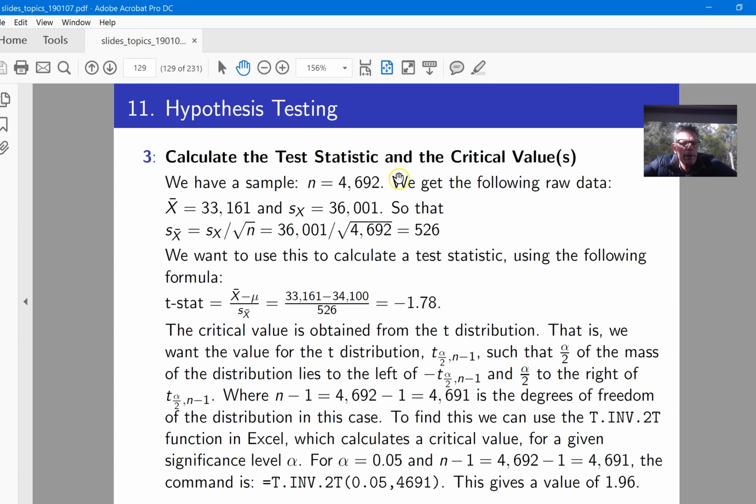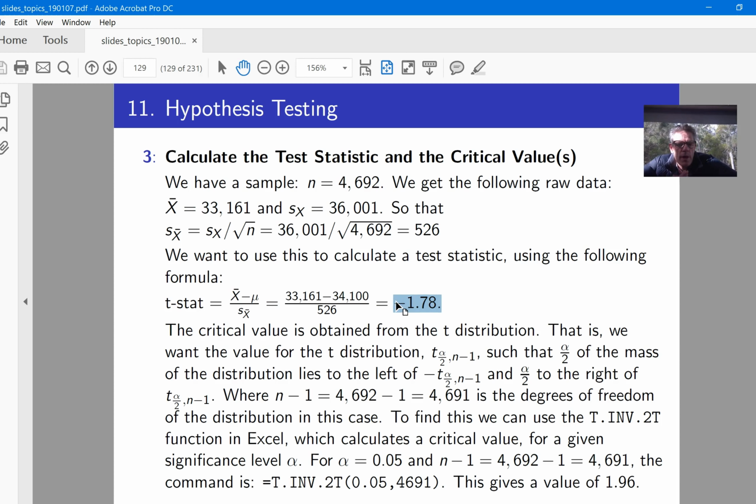Then we calculate our test statistic by subtracting the null hypothesis value from our sample mean of 33,161, and then we divide by this thing called standard error, which is calculated as Sx over the square root of n. So Sx was 36,001, n was 4,692, so we end up with a standard error of 526. Put all that together and you get a t-statistic of minus 1.78.